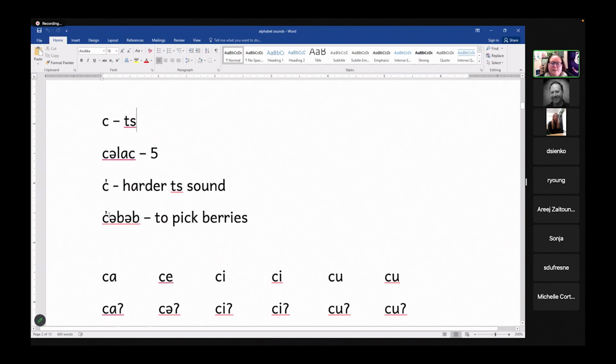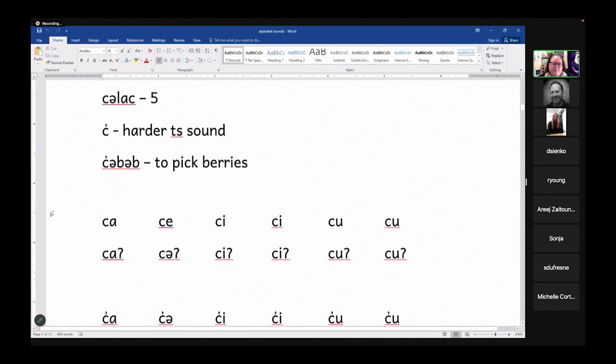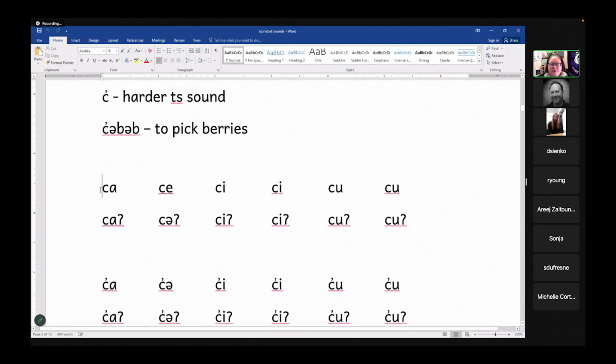Salats, abub. Salats, abub. Let's do our regular C sound chart. Tsa, tsa, tsi, tsay, tso, tsu. And now with the glottal stop. Tsa, tsa, tsi, tsay, tso, tsu.